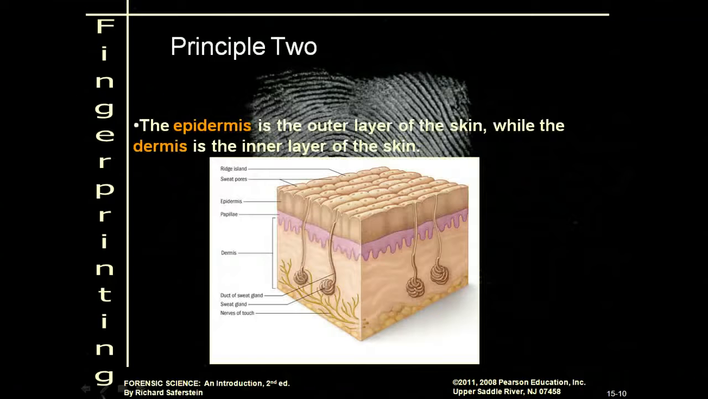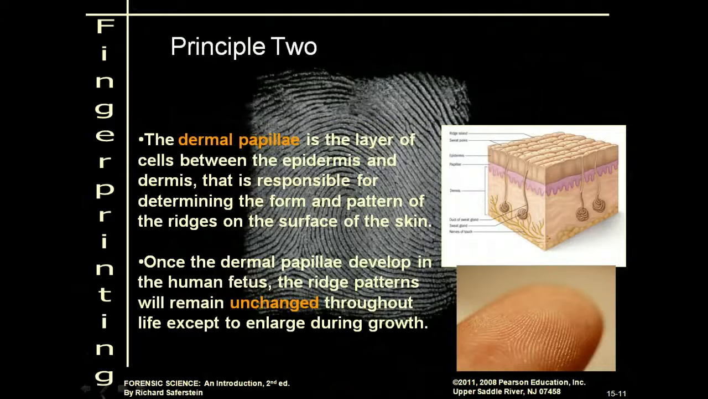Principle 2. When we're talking about how our fingerprints stay the same throughout our entire life, you need to know a little bit about our skin layers here. The epidermis is the outer layer of the skin, while the dermis is the inner layer of the skin. And what we're actually going to be looking for is the dermal papillae. You should be able to see that on the screen there where you see the papillae. This is a layer of cells between the epidermis and dermis, and this actually kind of pushes out on our skin and causes our fingerprints to stick out a little bit. Once those develop, that same pattern stays.